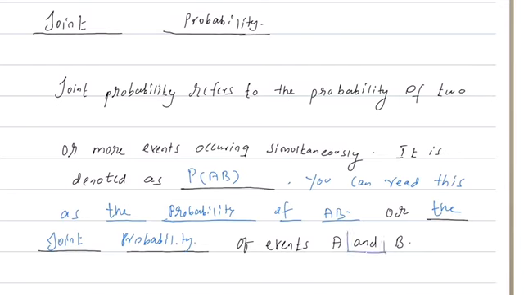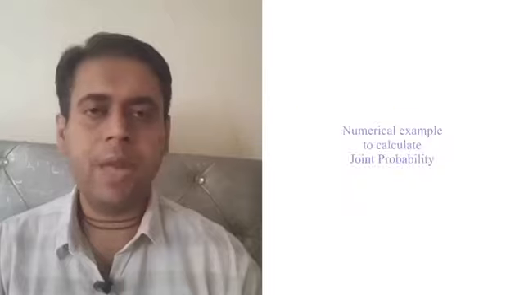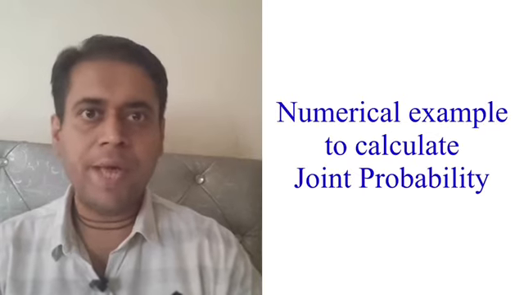So the keyword here is AND. Whenever you see this word AND, it means you need to apply the multiplication rule. This means you need to come up with a joint probability. Now let's do one numerical example to calculate joint probability.